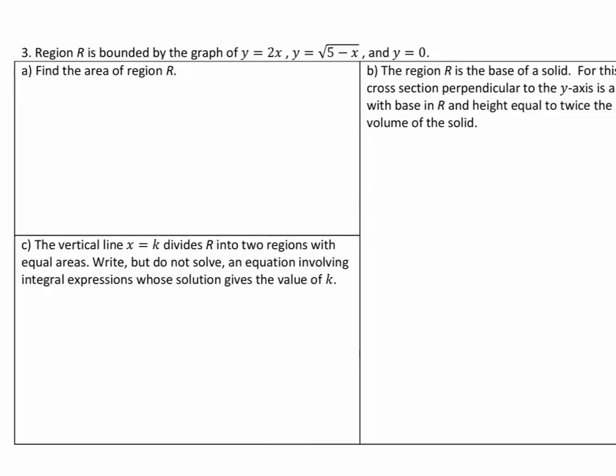All right, let's look at problem number 3. It says region R is bounded by the graphs of y equals 2x and y equals the square root of 5 minus x and y equals 0. Let's do this one by hand. We'll graph this guy by hand.